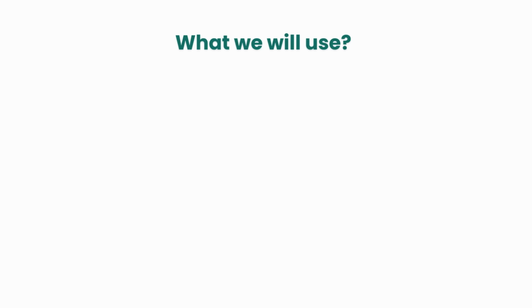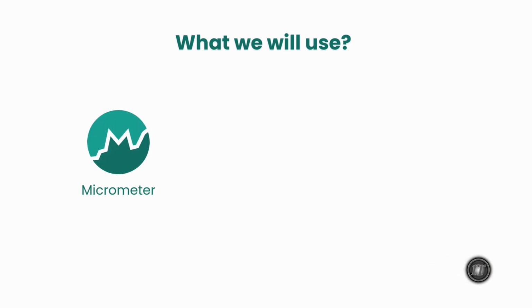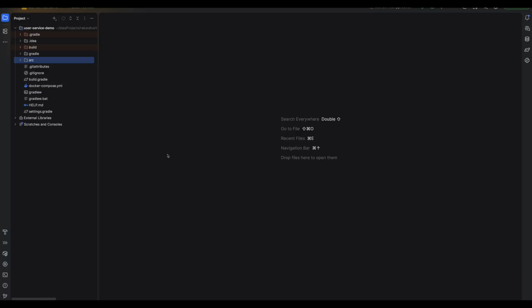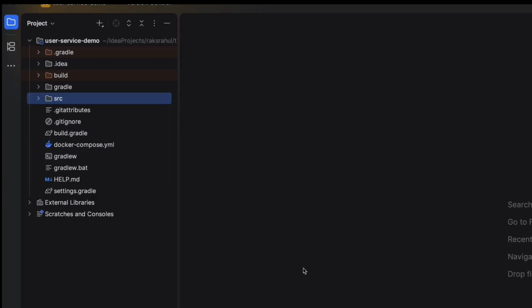In Spring Boot 3 and above, distributed tracing is much easier because of Micrometer. In this demo, we will use Micrometer tracing for instrumentation, OpenTelemetry as the tracing implementation, and Tempo as the tracing backend. Let's start with a Spring Boot application. You can use an existing project or create a new one using Spring Initializer. I already have a simple Spring Boot application open here.